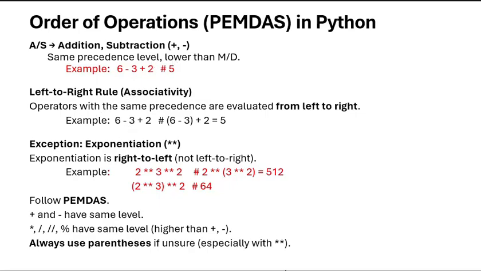Let us see. In addition and subtraction, when it comes to this, you have to follow the left to right rule. Got it? Here operators with the same precedence are evaluated from left to right. For example, 6 minus 3 plus 2. In this case, you have to do this operation first. 6 minus 3, you will get 3, plus 2. After that, you add that 2 to the result. Then you will get the result as 5. Whenever it is addition or subtraction, you have to follow the left to right rule. Note it down.